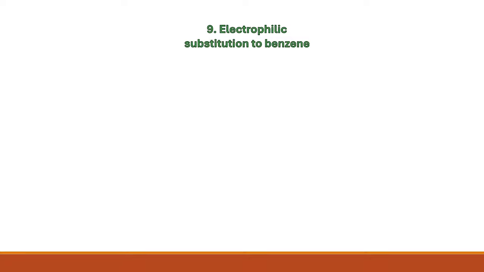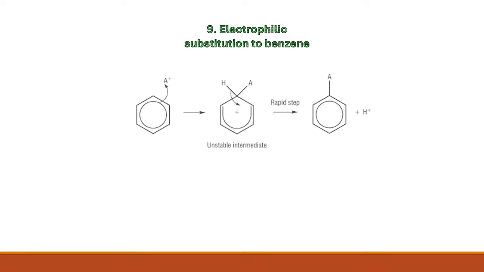Electrophilic substitution of benzene. Benzene behaves differently from the alkenes. They do not undergo nucleophilic substitution, but they undergo electrophilic, and they do not undergo addition reactions like alkenes. So they are different. They undergo electrophilic substitution. So we know that the benzene ring has this ring of delocalized electrons, so they act as an electron-rich source. So they can be attacked by an electrophile.